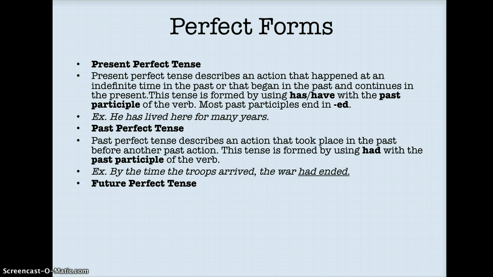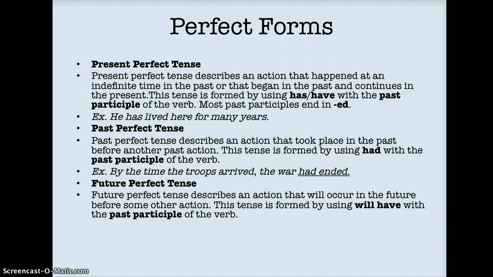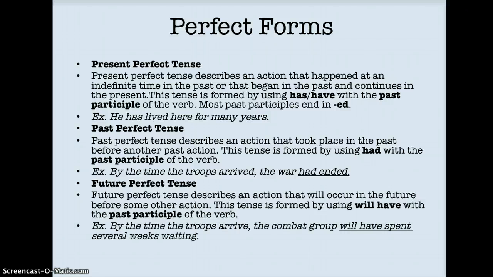Lastly, future perfect tense. Future perfect tense describes an action that will occur in the future before some other action. This tense is formed by using will have with the past participle of the verb. By the time the troops arrive, the combat group will have spent several weeks waiting. By this, we're talking about will have, and spent being our past participle of the verb.